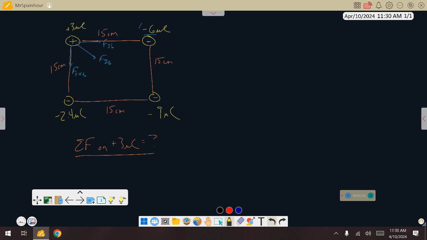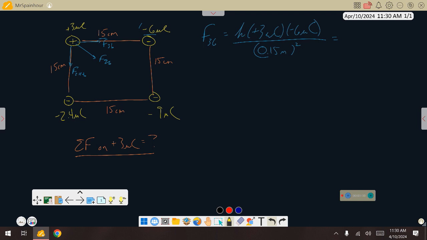To find the magnitudes, I'm just going to use Coulomb's law. So force of 3 on 6 is going to be K times positive 3 microcoulombs times negative 6 microcoulombs all over the distance. Now that's in centimeters, so I need to make that 0.15 meters and square it. And I get an answer of 7.2.